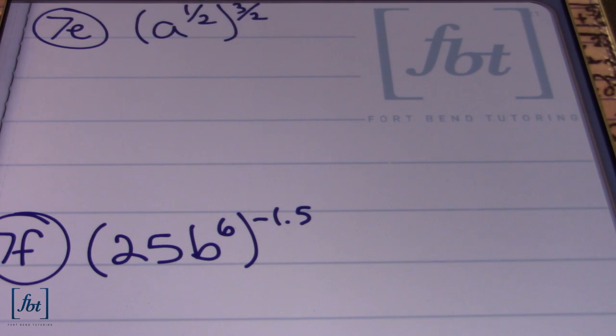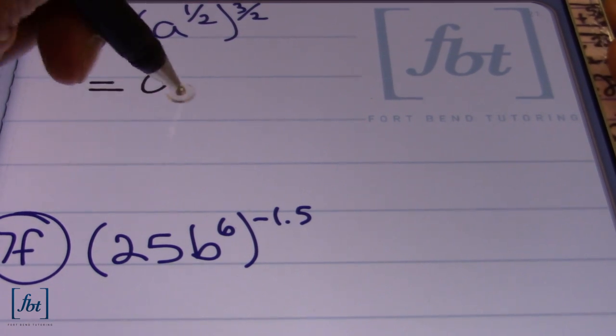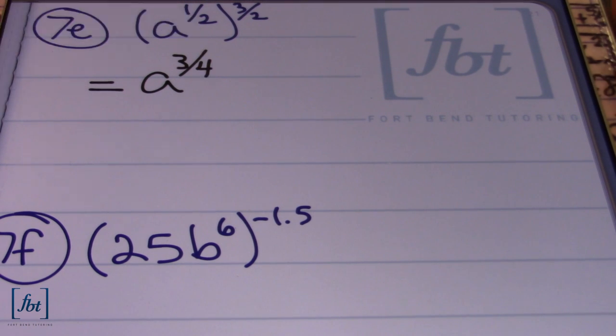7E. With 7E, we have a to the 1 half power raised to the 3 halves power. The exponents will be multiplied together. This gives us a to the 3 fourths power. It's over. I know you were expecting more, but it's done. I'm going to put a red box around this. Red boxing it. See? It's in the red box.